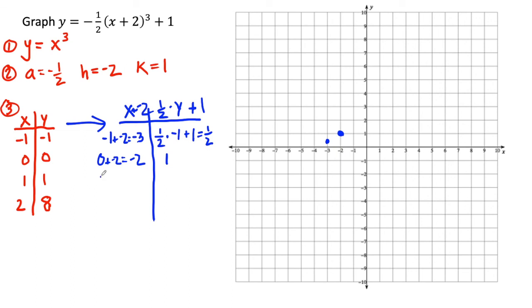At 1, 1, if I do 1 plus negative 2, that's going to give me negative 1. And when I plug in a 1, I get negative 1/2 times 1 plus 1 will give me 1/2, or 0.5. So at negative 1, I'm at 1/2. If I plug in a 2, 2 plus negative 2 is 0, and negative 1/2 of 8 plus 1, well, that will give me negative 3, so at 0, I'm at negative 3.